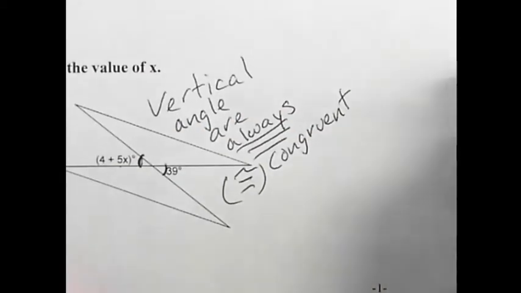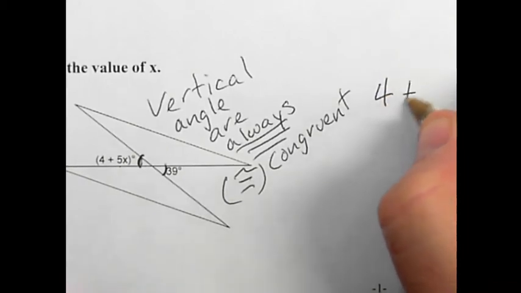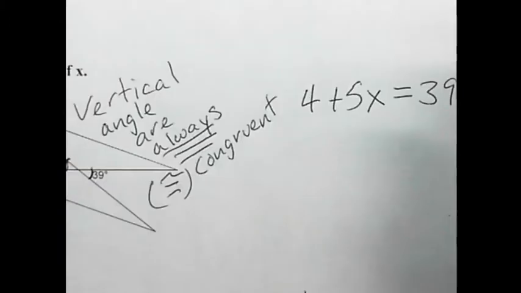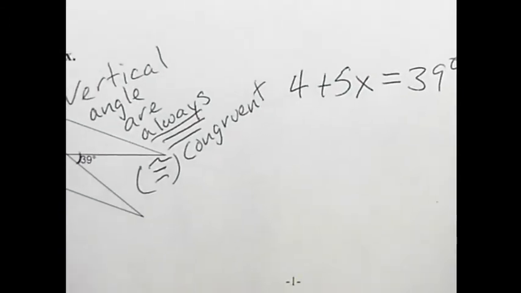Okay, so what does that mean? Well, that means that 4 plus 5x is equal to 39 degrees. That's what that means.